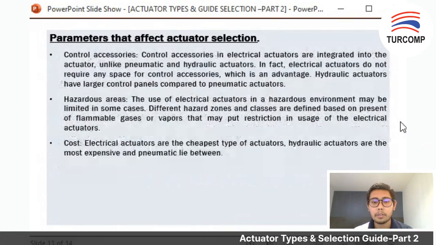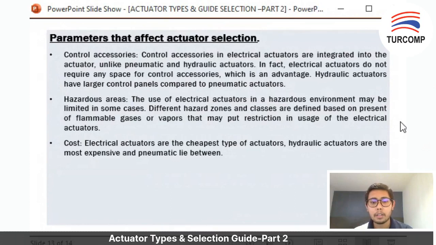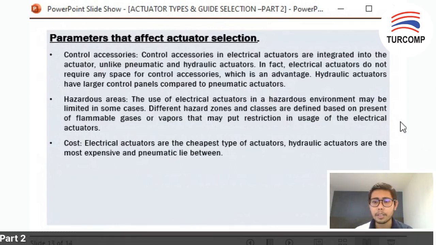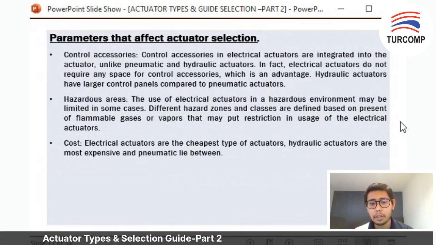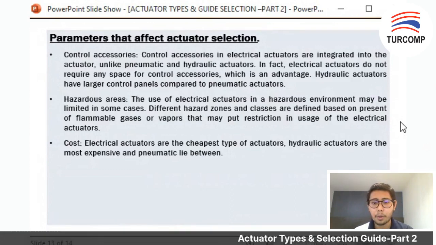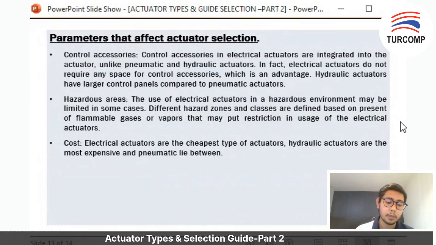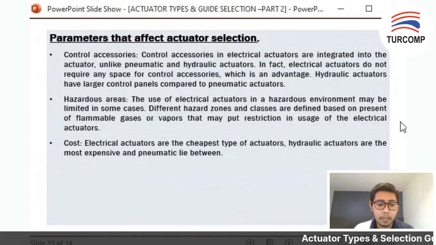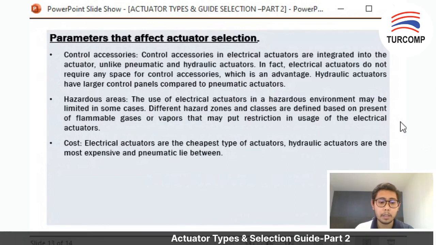Let's see. Number six, we have the control accessory. Control accessories in electrical actuators are integrated into the actuator, unlike pneumatic and hydraulic actuators. In fact, electrical actuators do not require any space for control accessories, which is an advantage. Hydraulic actuators have a large control panel compared to pneumatic actuators. So for a compact area, if we don't have clearance, we don't have enough space, the location requires something compact, maybe an electrical actuator might be suitable.